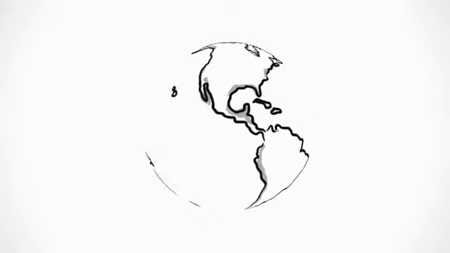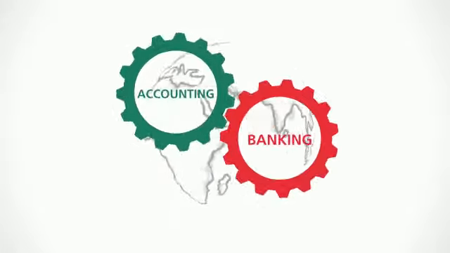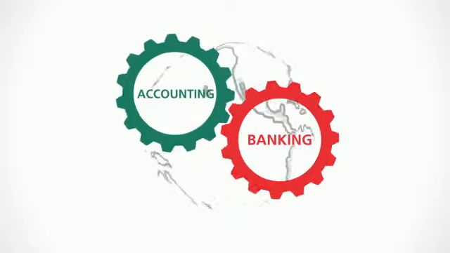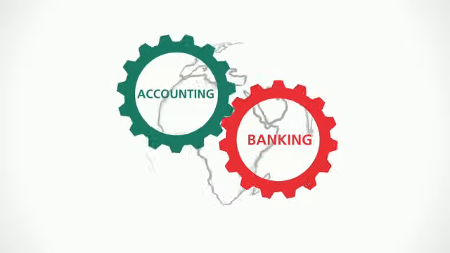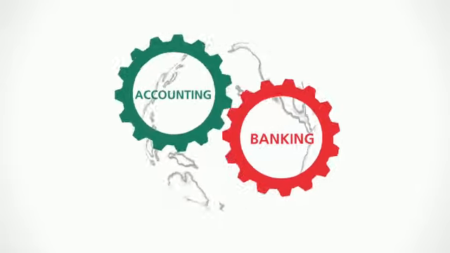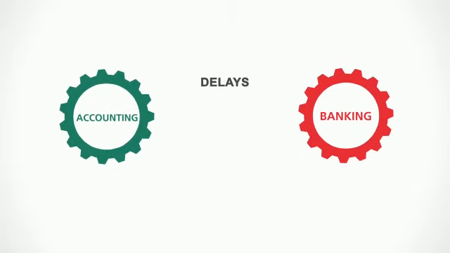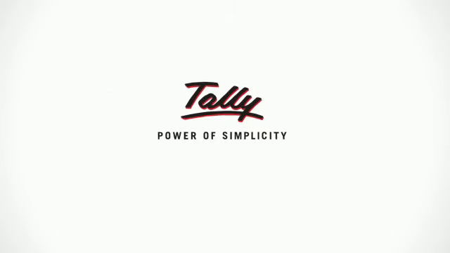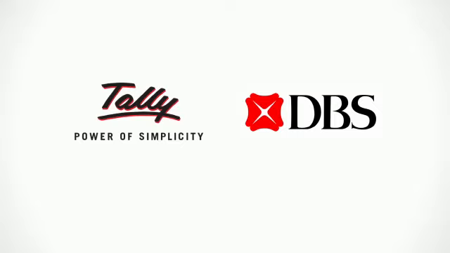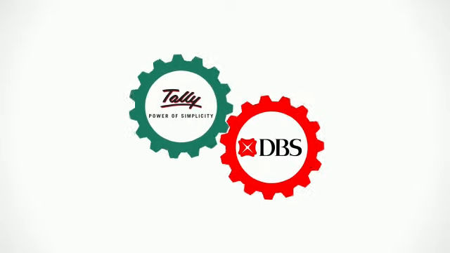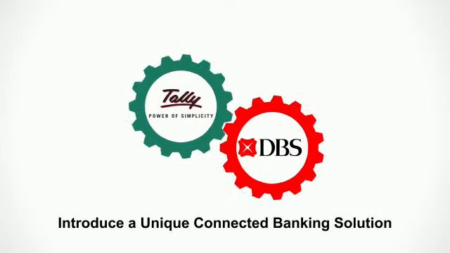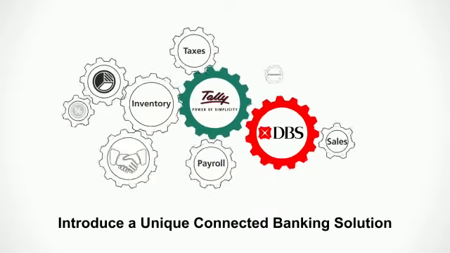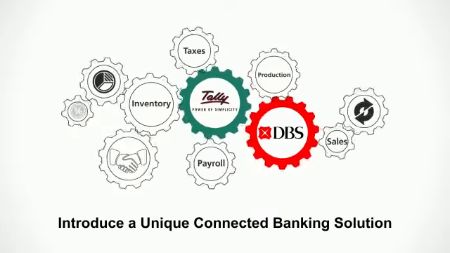In today's fast-paced world, efficient banking and accounting processes are key enablers for any good business. However, companies face the challenge of managing separate systems, which can lead to delays, duplicated effort, data errors, and inaccuracies. To address these challenges, leading accounting software provider Tally Solutions and the world's best digital bank, DBS, have partnered to introduce a unique connected banking solution within the Tally.ERP that will revolutionize the way businesses work.